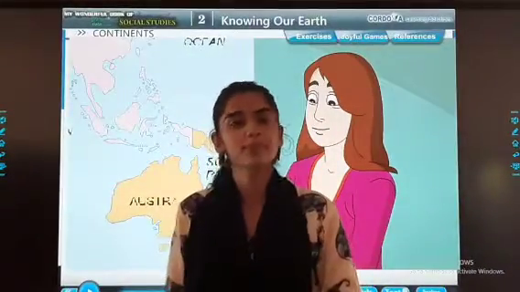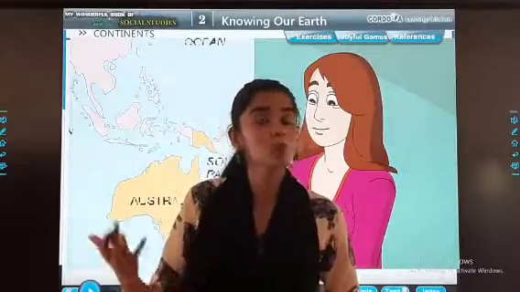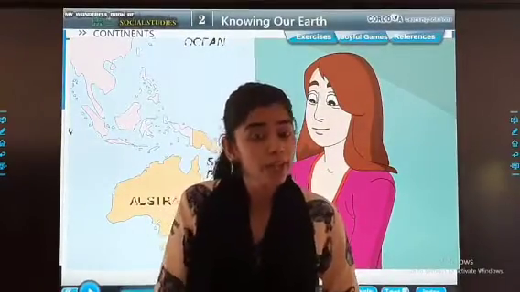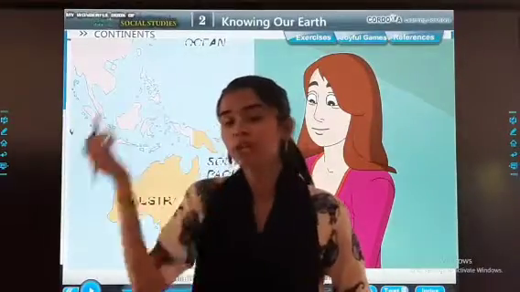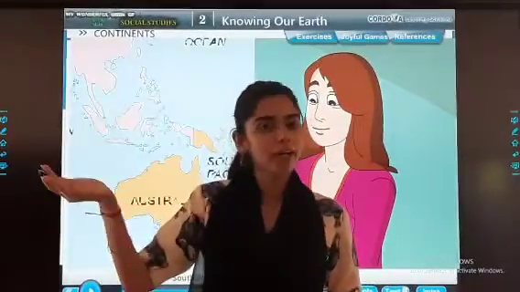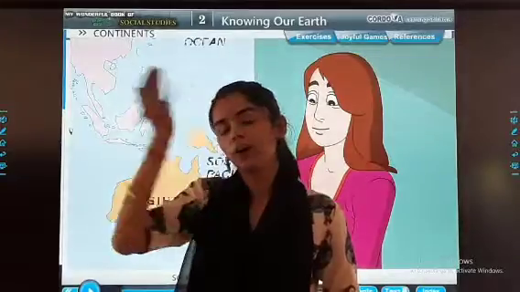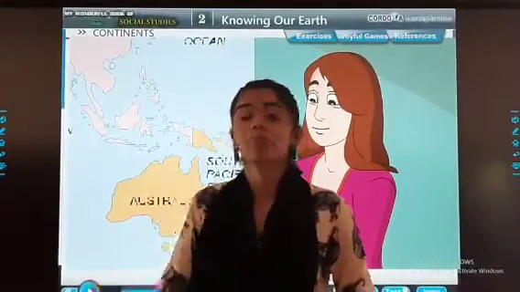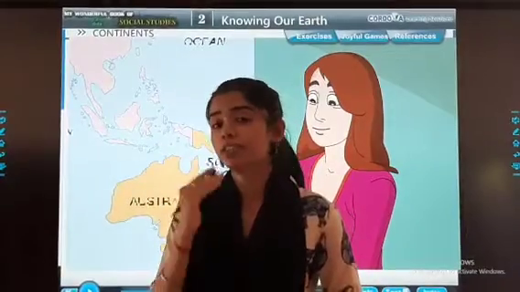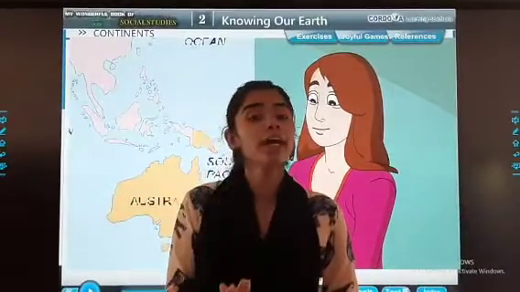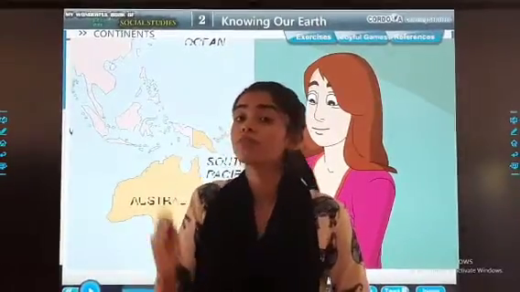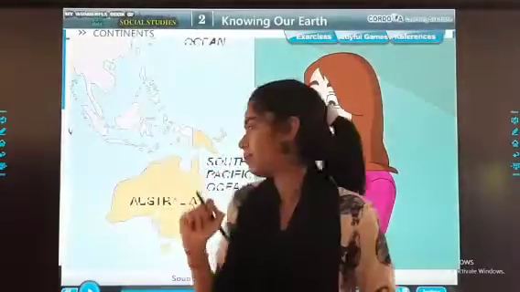Is it clear? Now, if you want to practice more about the continents, what you can do is, if you have relatives who live in different parts of the world, that is abroad, Australia or say New York, try to find out their continents. Where is their continent? These continents, they are further divided into smaller parts.